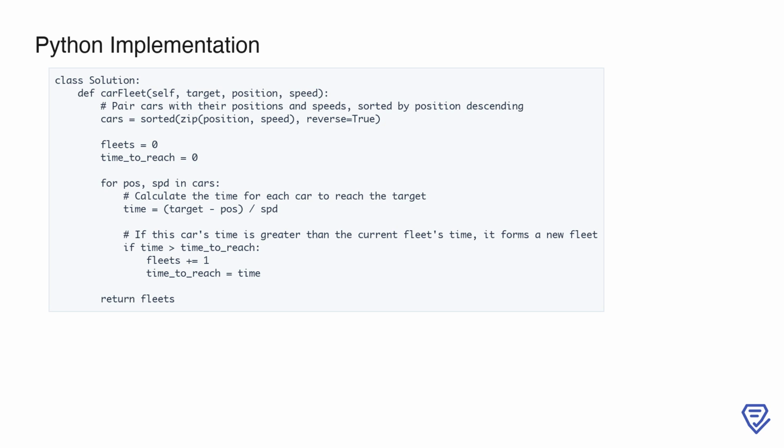First, we pair the cars' positions and speeds, then sort them in descending order of their starting positions. This ensures we consider cars closest to the target first. We iterate through the sorted list, calculating the time required for each car to reach the target. If the calculated time is greater than the time of the current fleet, a new fleet is formed. This is because no car ahead will slow down to merge with the current one. We increment the fleet count and update the maximum time to reach the target. Finally, the total fleet count is returned as the result.